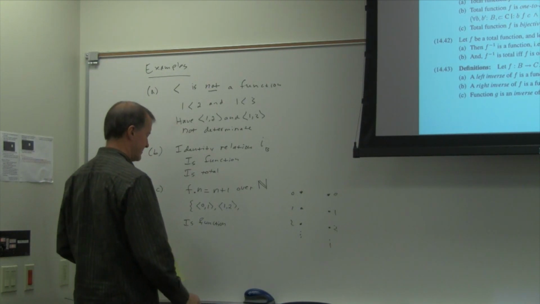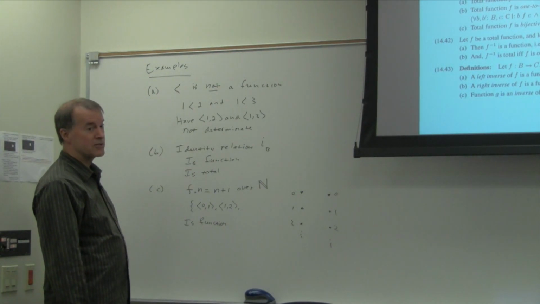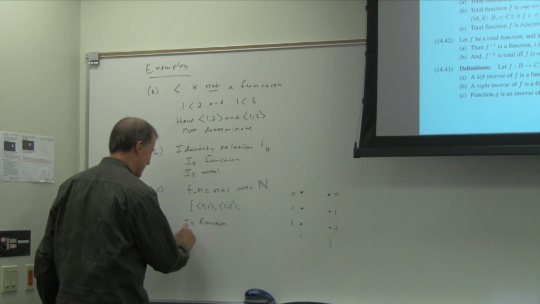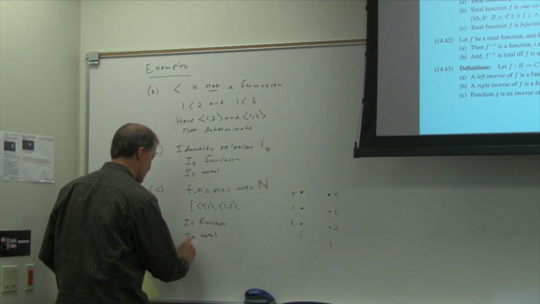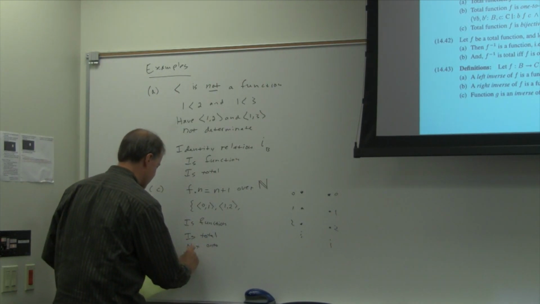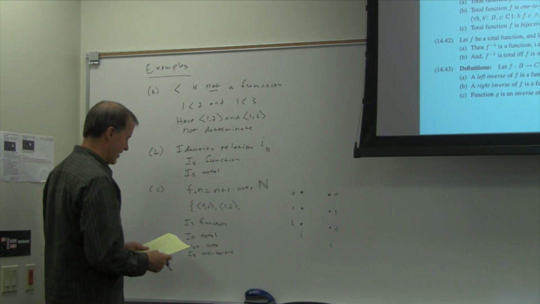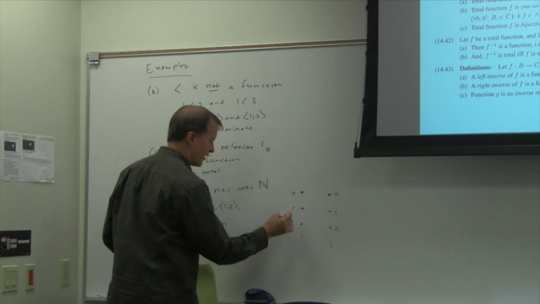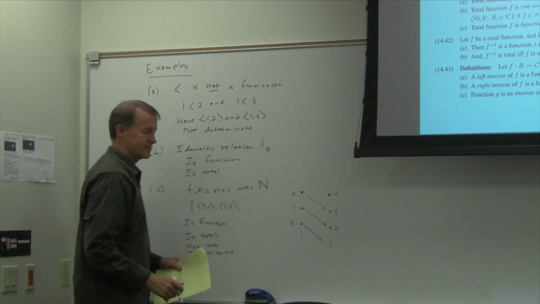Is it total? Yes, it's total. You might be confusing total with onto. So it's a function, it's total, but it's not onto. It is one-to-one. You're seeing how to do this. It's not onto because this 0 is left out. The mapping is going to look like this, and because of this, it's not onto.